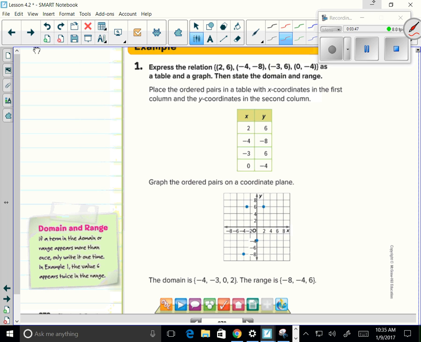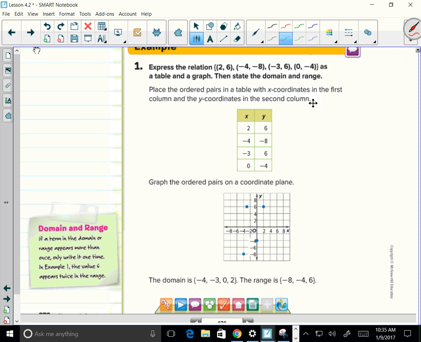So we have a couple different objectives here, and we need to first put them in a table. So we have 2 and 6. Remember, it's always x and then y. That's why the x's are first. Then -4, 8, -3, 6, and 0, -4.